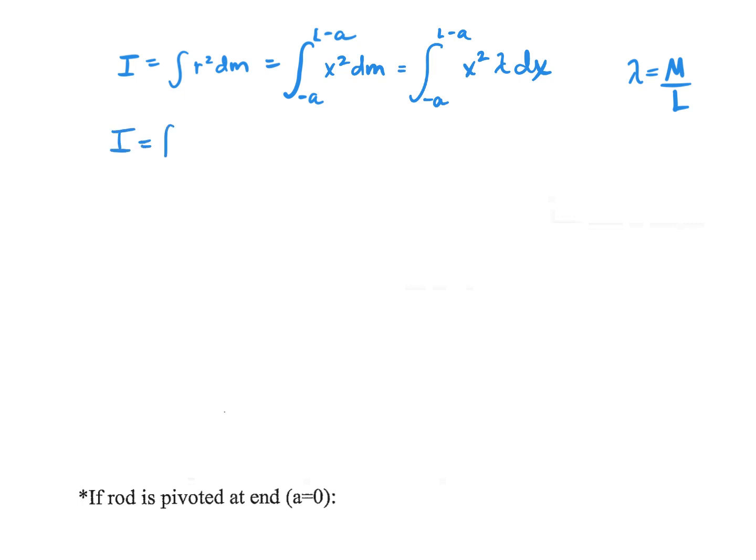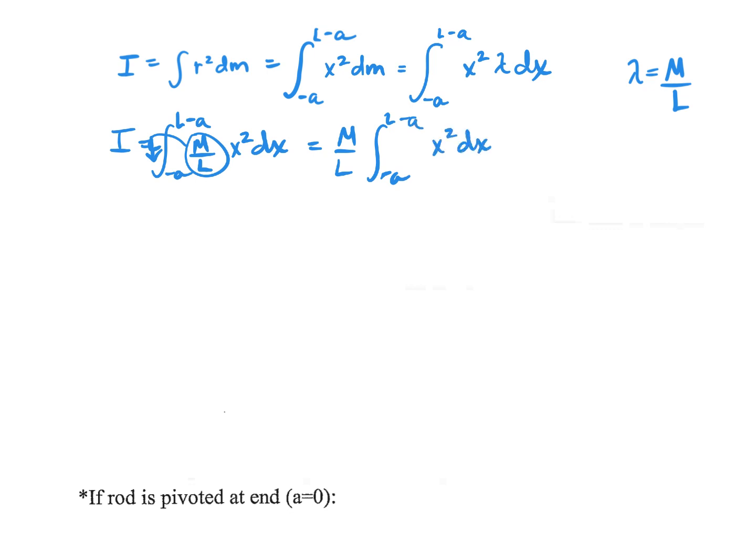So I is from negative A to L minus A, m over L times x squared dx. We could move this to the outside, couldn't we? How much integration have y'all done so far? Much? Any? Not a lot. If it's a constant, you can move it outside the integral. That's what the m over L is going to do. So now I've got the m over L integral from negative A to L minus A of x squared dx, which we can now integrate.